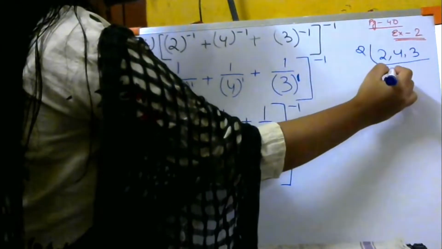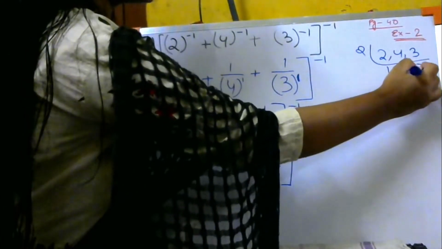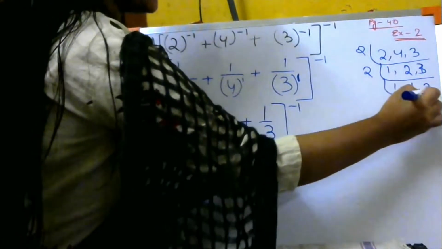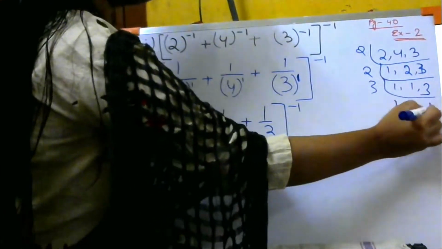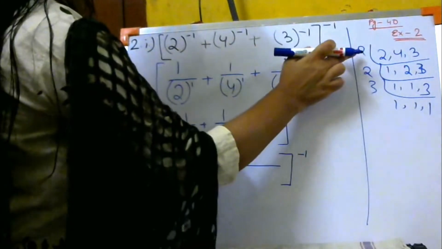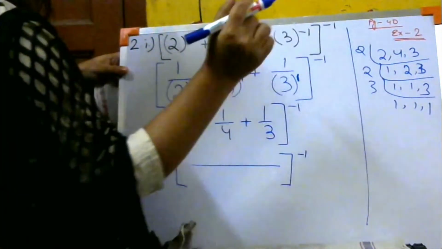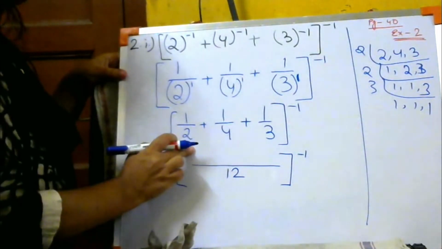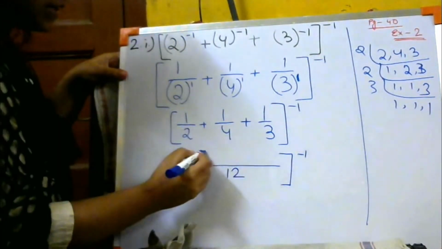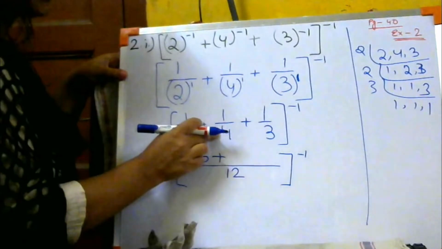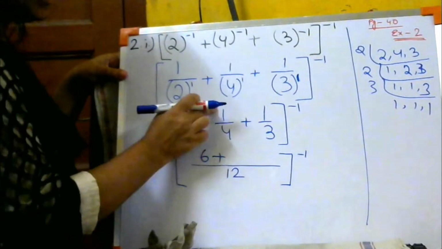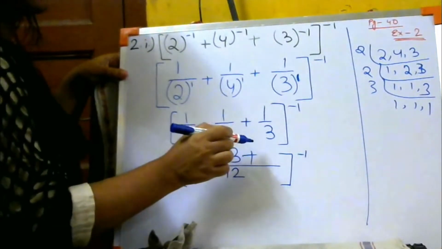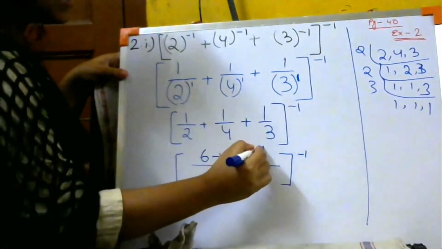Let us do with 2. 1, 2, this is 3. Then again with 2: 1, 1, 3. And then again with 3: 1, 1 and 1. So, what is the LCM? 2 into 2, 4. 4 3s are 12. 12 goes in the 2 table how many times? 6 times. So, 6 into 1, 6. Plus, in the 4 table, how many times? 3. So, 3 into 1 is 3. Plus, in the 3 table, 4 times. 3 4s are 12. So, 4 into 1 is 4.